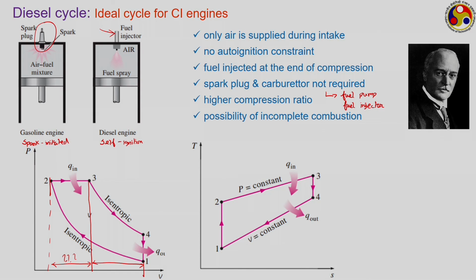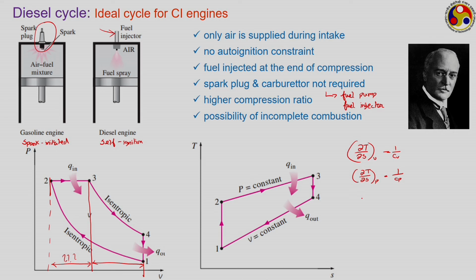This is the corresponding TS diagram. One important consideration that we must make here is the slope of this constant pressure line. Now, from our earlier discussion, we know that on a TS diagram, the slope of a constant volume line is generally given by 1 upon Cv, whereas the slope of a constant pressure line is given as 1 upon Cp.